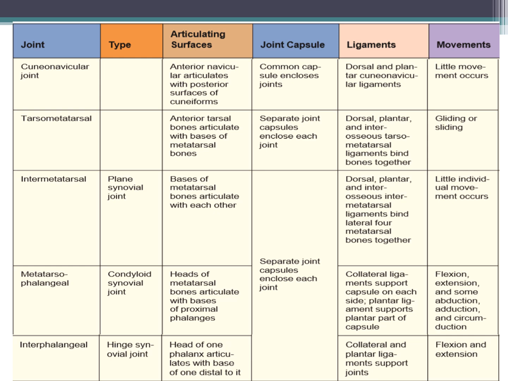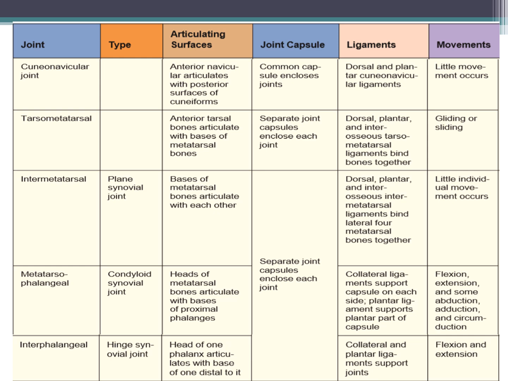The metatarsophalangeal joints, that is the joints between the metatarsals and the proximal phalanges, are the condyloid type of synovial joints in which the heads of the metatarsals articulate with the bases of the proximal phalanges, and collateral ligaments support the capsule on each side. Plantar ligaments support the plantar part of the capsule.